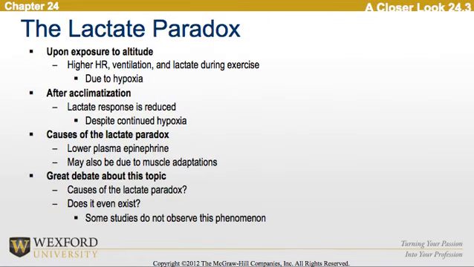Now, if we examine the lactate paradox, we see upon exposure to altitude, there's a higher heart rate, ventilation, and lactate during exercise due to hypoxia. However, after acclimatization, the lactate response is reduced, despite continued hypoxia. Now, the causes of this lactate paradox include a lower plasma epinephrine and may also be due to muscle adaptations. There is great debate about this topic. What causes this lactate paradox? Or does it even exist? Some studies do not observe this phenomenon.